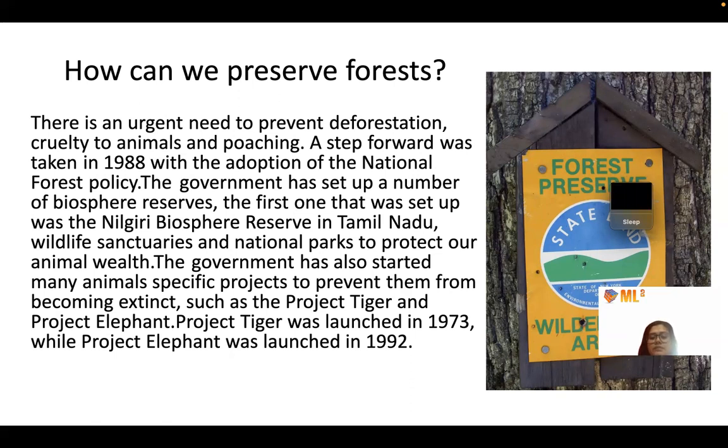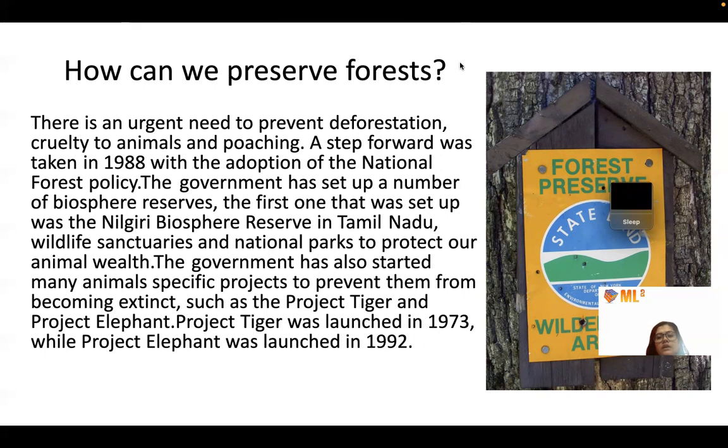The government has set up a number of biosphere reserves, as we have read in the earlier parts of this chapter. And the first one was which one? The Nilgiri Biosphere Reserve in Tamil Nadu, and several wildlife sanctuaries and national parks to protect our animal wealth. And not only this, the government has also started many specific projects to prevent them from becoming extinct, such as Project Tiger and Project Elephant, in order to protect tigers and elephants, respectively. And what are the launch dates of these projects? Project Tiger was launched in 1973, while Project Elephant was launched in 1992.